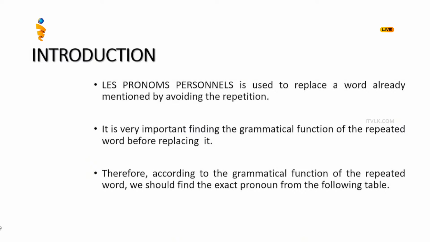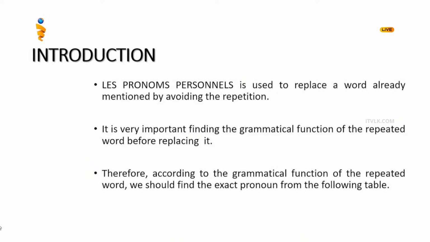So there are a few things you should consider when you replace a word by using a pronoun. It is very important to find the grammatical function of the repeated word. What is the meaning of that? You should know whether the repeated word is a subject or an object. When it comes to objects, children, there are two. Sometimes this repeated word can be a direct object, sometimes an indirect object, and sometimes it can be about a place. So before replacing the repeated word, you should know its grammatical function. It is very important. Therefore, according to the grammatical function of the word, you should find the correct or exact pronoun.